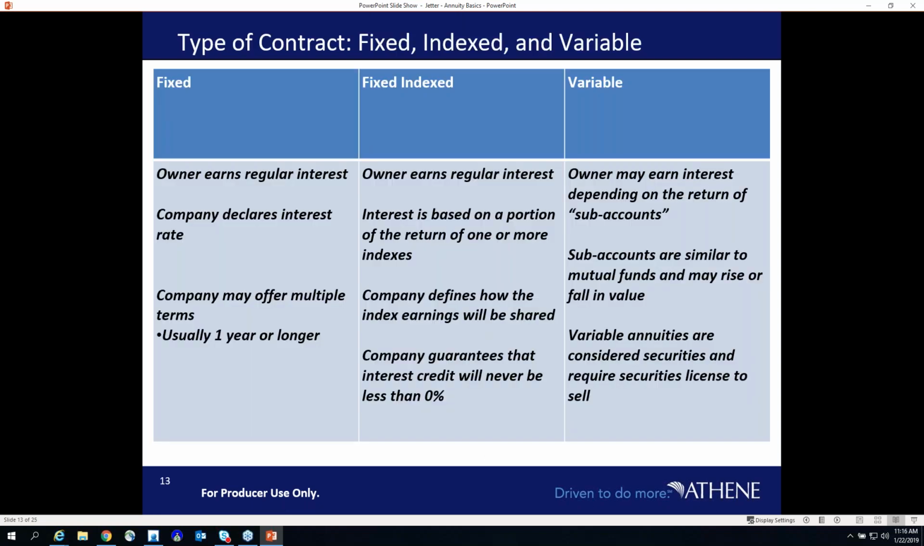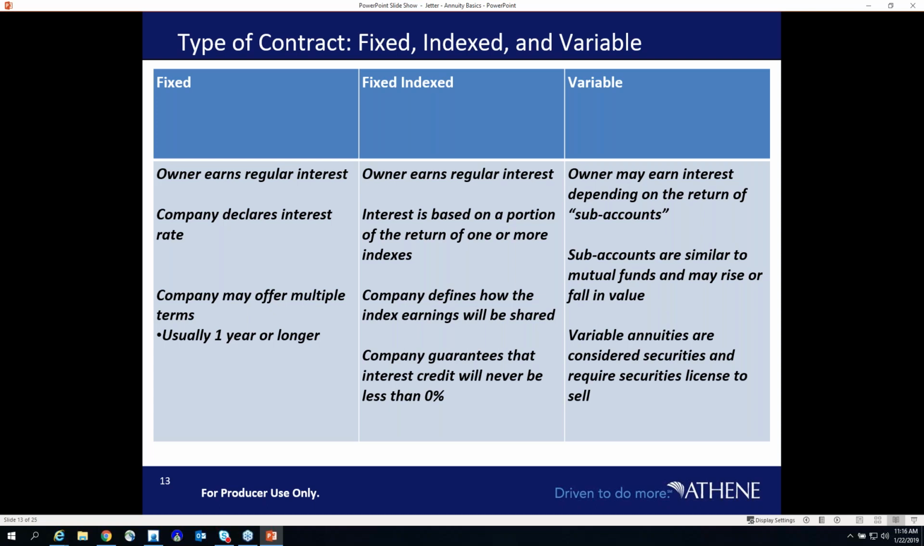Now let's talk a little bit about the different types of contracts we have. Really with annuities, there's a lot of different varieties. We've got straight fixed annuities, which are just going to pay a straight interest rate. We have fixed indexed, and we have variable as well. Let's take a little deeper look at each one of those. With a straight fixed annuity, the owner simply earns a regular interest rate. The company declares that interest rate, and it's guaranteed for the term.